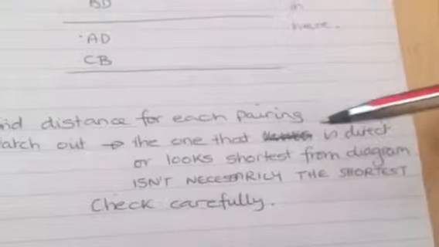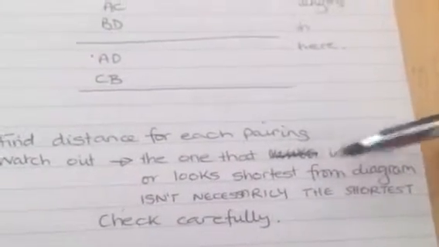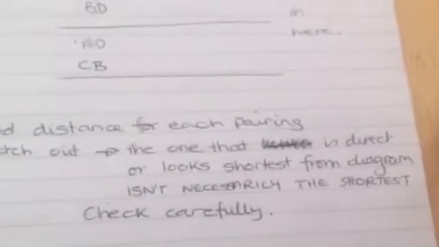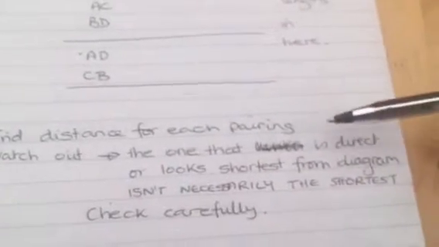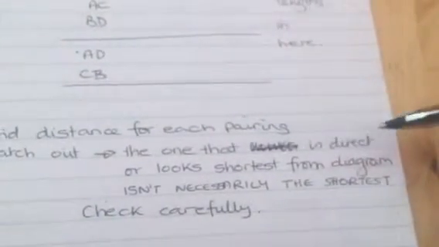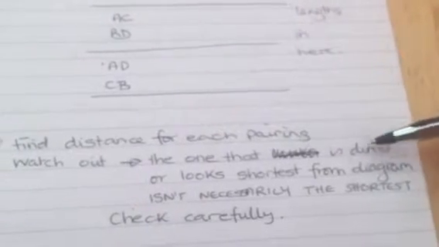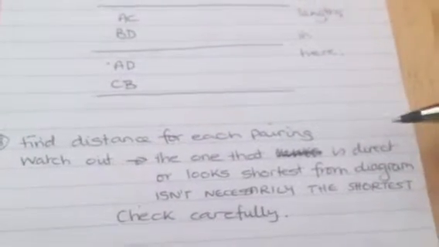watch out. In the question, it might look the shortest, but it isn't necessarily. That's where people often lose marks, where they just go for the direct route or the one that looks the shortest, and they've very sneakily put in a quicker, shorter route, which looks longer. So double check that you have got the shortest.